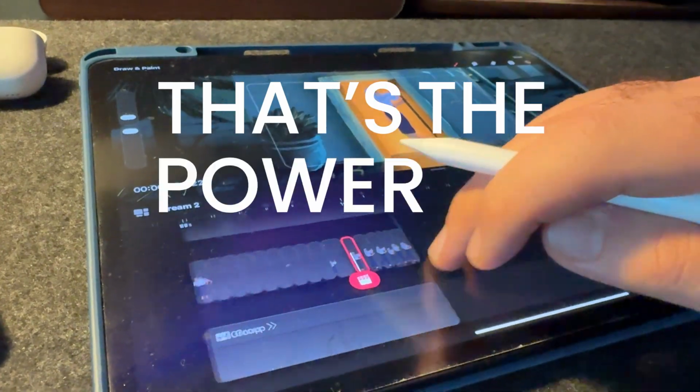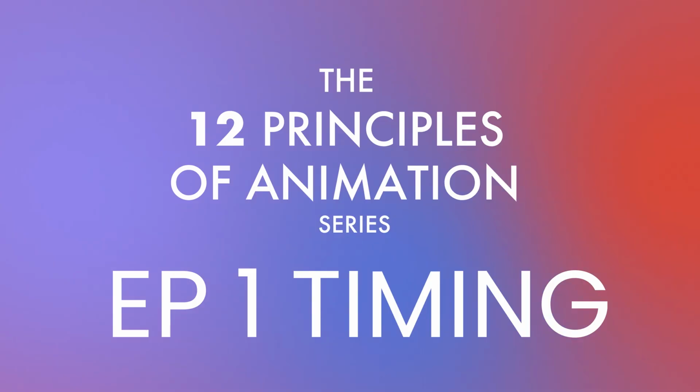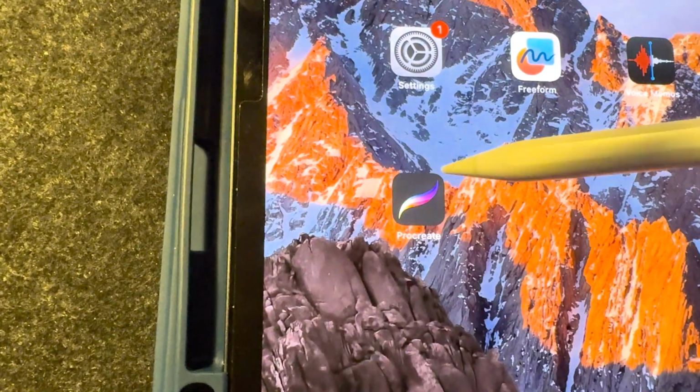Have you ever noticed how a fast action might feel exciting while a slow action might feel emotional? That's the power of timing. And today we are going to talk about timing in animation and how it works, and I'm going to talk about all the fundamentals of timing.